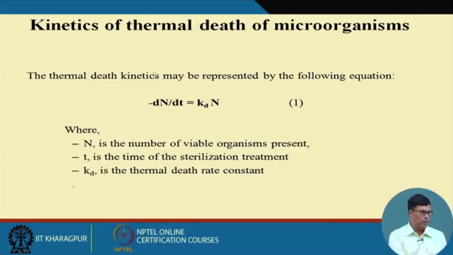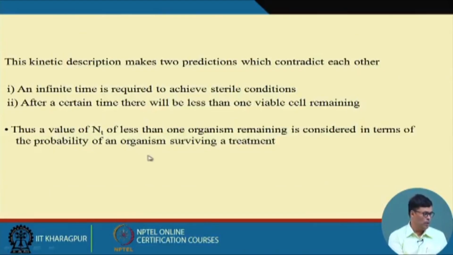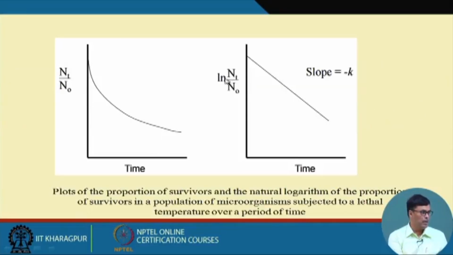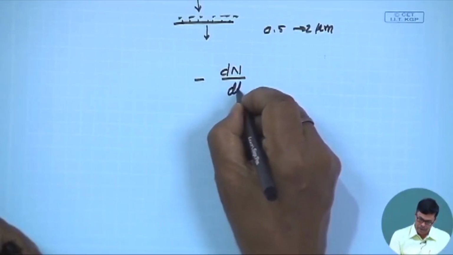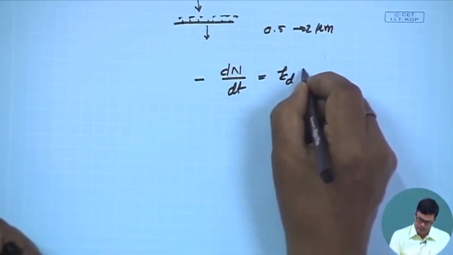Now this is like this. I shall show you this. You see this is the plot of ln Nt, where Nt is the number of viable organisms present at time t, and the initial number of organisms keeps on decreasing. It is a sharp plot with respect to time. That means it follows first order kinetics. So we can write minus dN by dt equals kd into N.